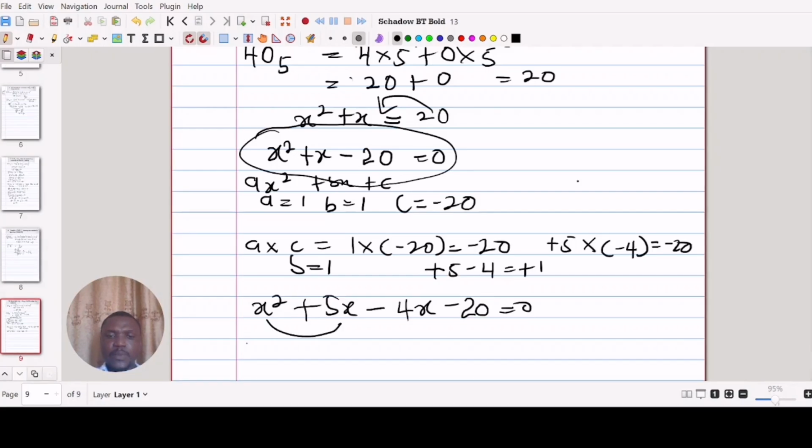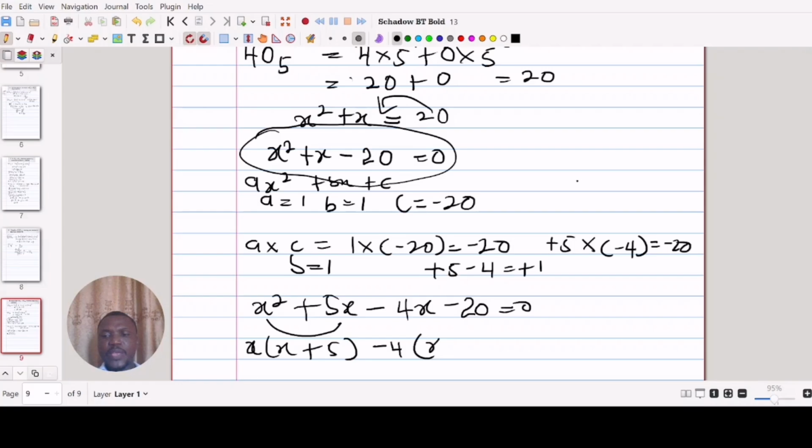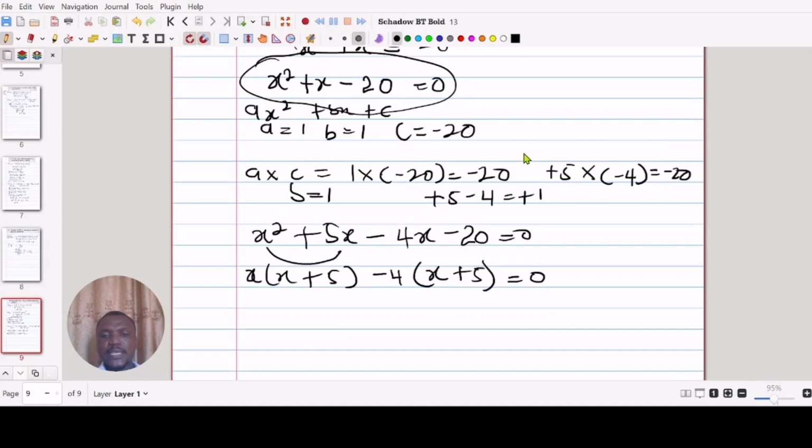Factorize this pair by dividing with a common factor. x squared divided by x, that will be x. 5x divided by x, that will be 5. Listen, you ask yourself what is common to minus 4x and minus 20, and that should be what? That will be minus 4. So minus 4x divided by minus 4 will give you x. Minus 20 divided by minus 4 will give you plus 5, equals 0. So what's the next step? The next step is you bring this now. You write x minus 4, and you pick one out of this pair, x plus 5 equals 0.